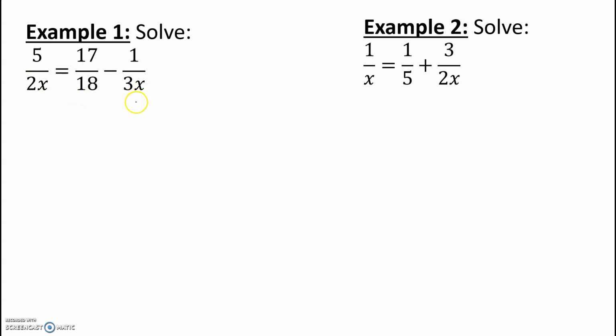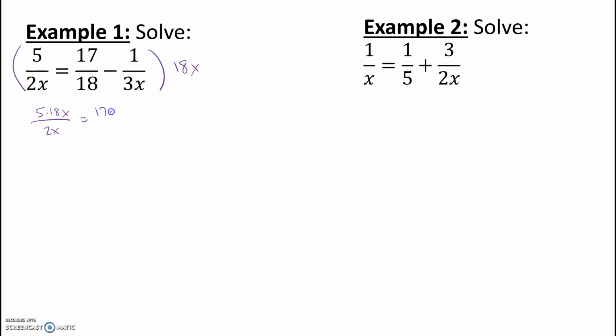Let's think about our least common denominator here. We've got 2x, 18, and 3x. I know we can use 18, because 18 is divisible by 2, 18, and 3. And then again, you've got to use that x. So if you multiply both sides by 18x, your denominators should cancel out for you. I'm going to write it like this just so you see. So we're going to multiply by 18x, still over 2x.